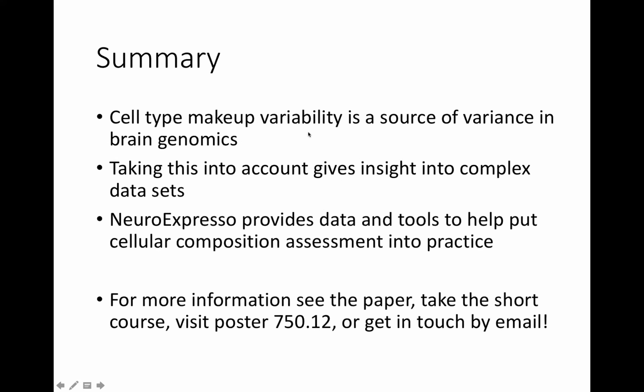And so just to summarize, I've hopefully convinced you that cell type makeup variability is a source of variance in brain genomics, that taking that into account gives us an additional level of insight into complex data sets that we think is really valuable. NeuroExpresso, our contribution there is the data and tools that help put this into practice. So the marker genes we provide, you could try to use some other people's tools. We're not forcing one way of doing this.